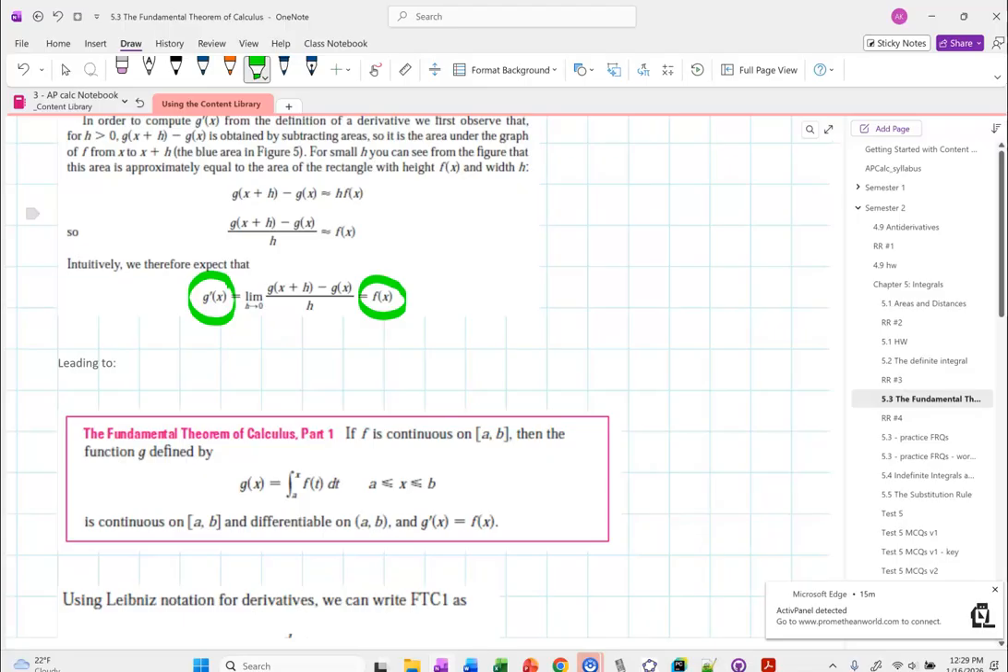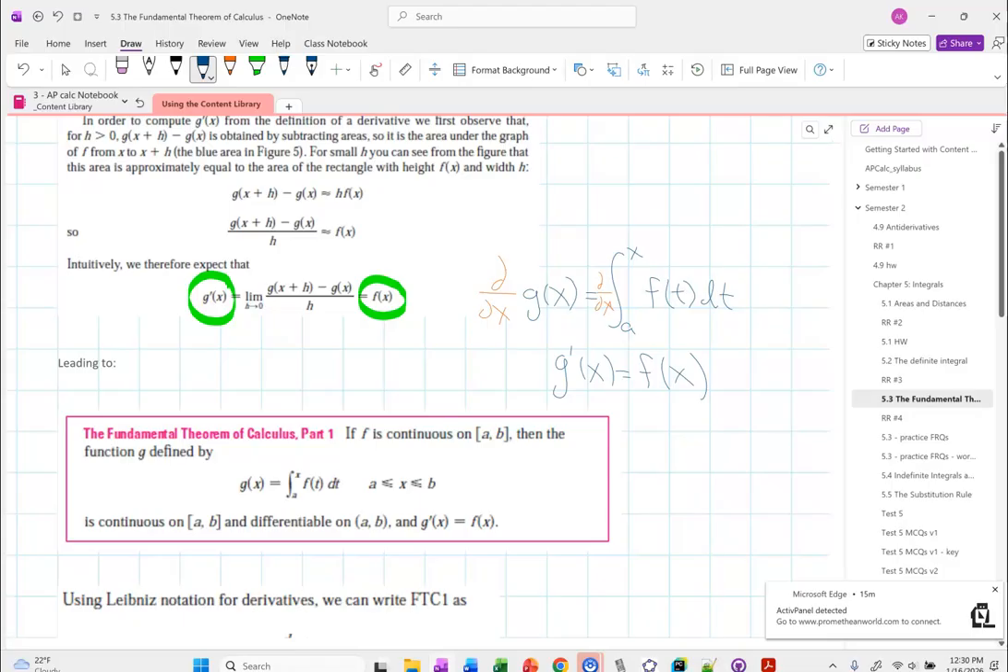Think about what we just found here, right? You have this. I do the derivative of both sides, and I'm going to get g prime of x equals f of x. What is the derivative doing to this integral? Yes, canceling out.